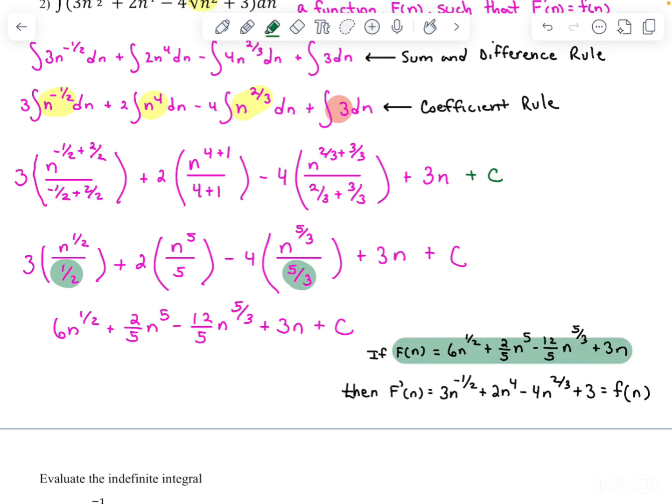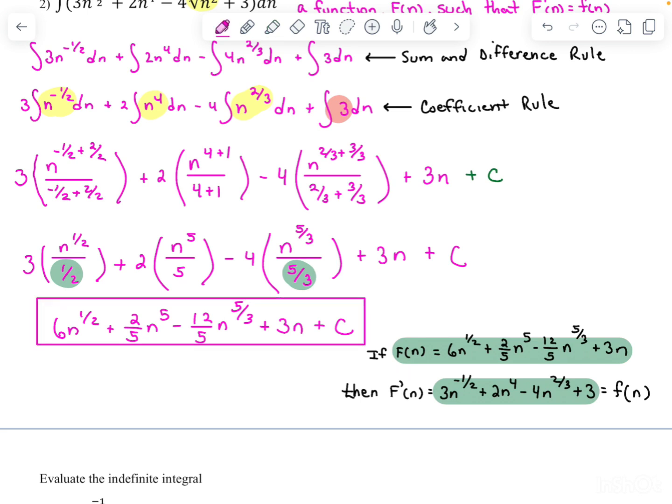If capital F of n is equal to 6 times n to the 1/2 power plus 2/5 n to the 5th power minus 12/5 n to the 5/3 power plus 3n, then the derivative of capital F of n is equal to 3 times n to the negative 1/2 power plus 2n to the 4th minus 4 times n to the 2/3 power plus 3, which is equal to lowercase f of n, which is exactly what we are looking for. And we are done.